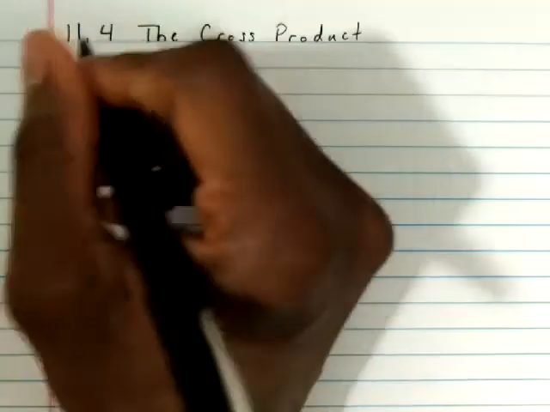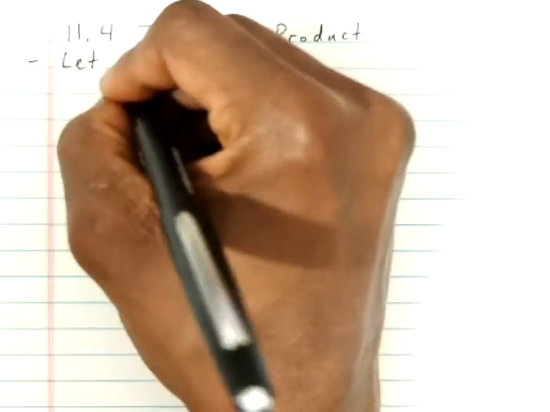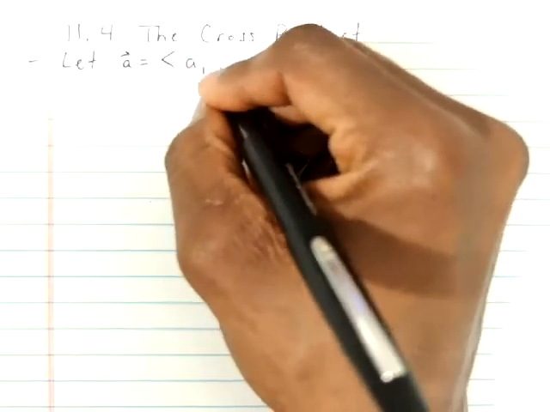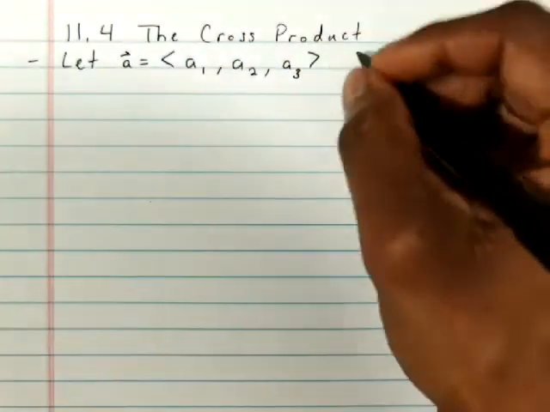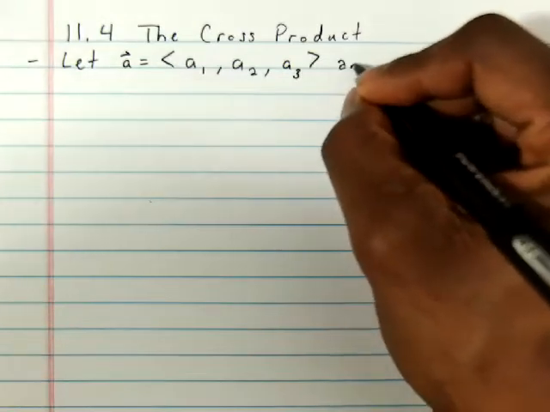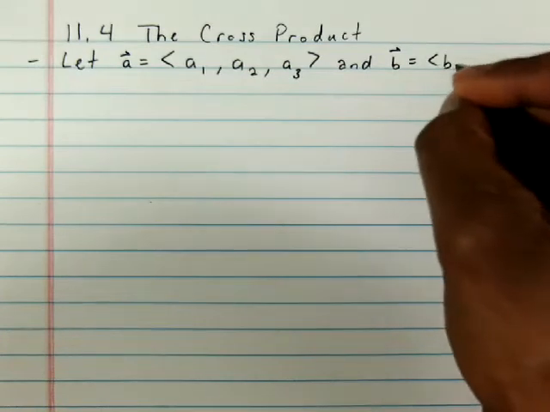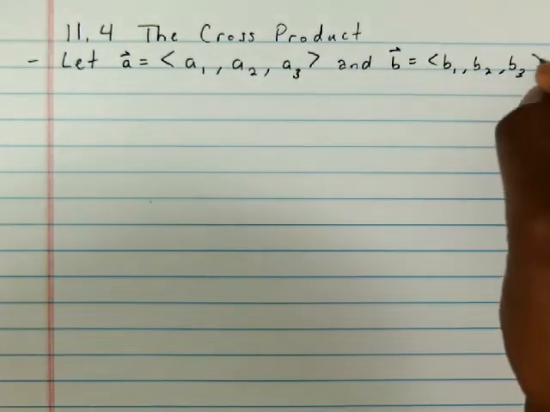All right, so first let's let A be the vector with components A1, A2, and A3, and B be the vector with components B1, B2, and B3.